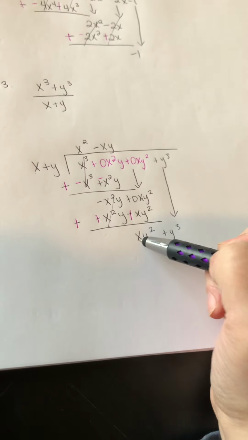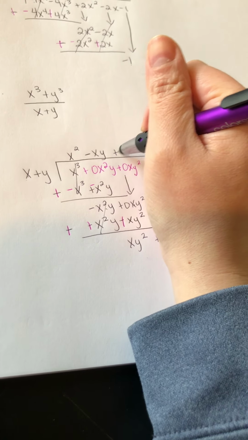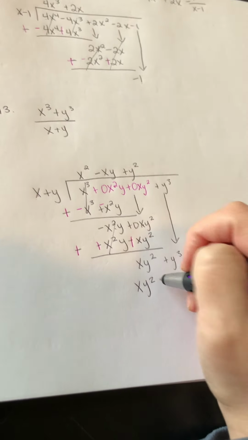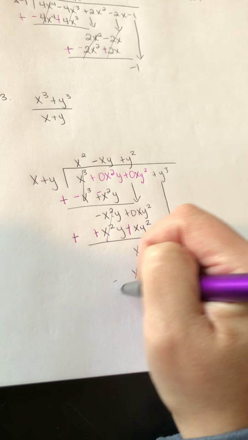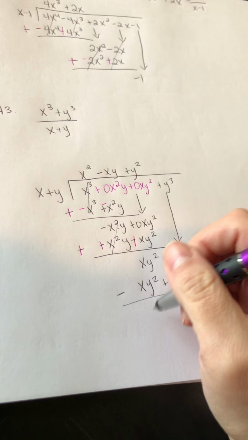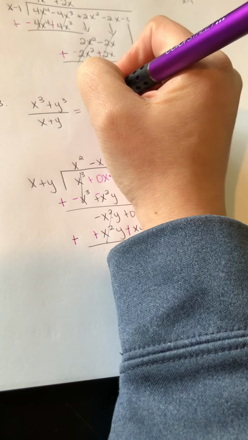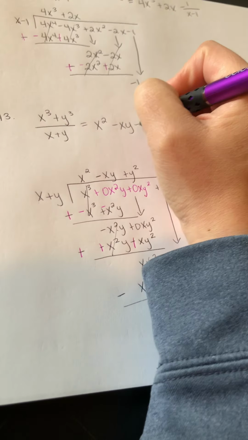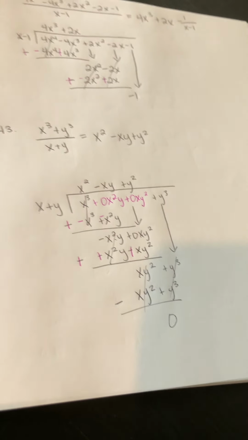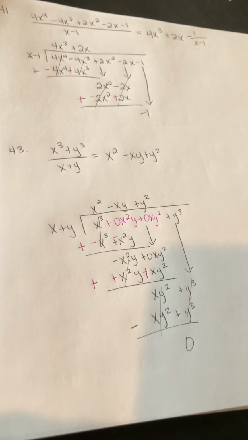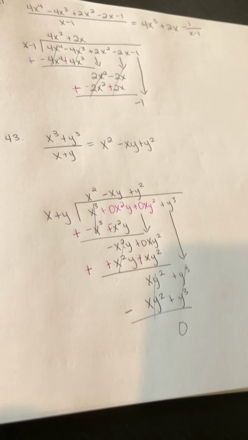How do I turn x into xy squared? I just multiply it by y squared. y squared times x is xy squared. y squared times y is y cubed. When I subtract, it's minus everything. They all cancel. My remainder is 0. So if you knew the sum of cubes formula there, you would know that that's what the answer is supposed to be anyways.